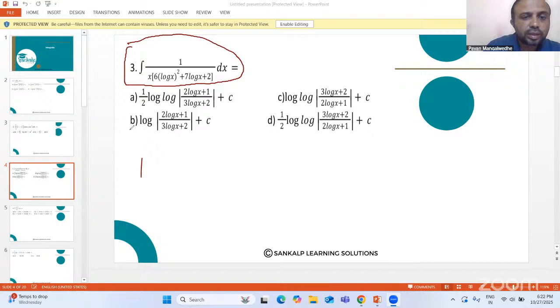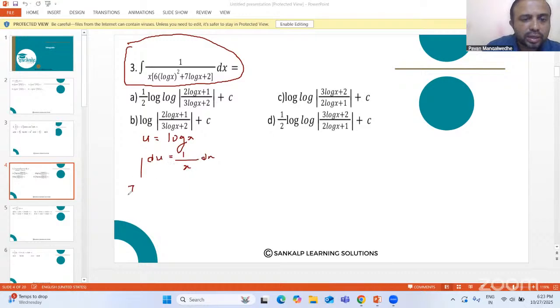Substitute it as u. What you can do is, I'll give the hint, you can treat u is equal to log x. Wherever log x is there, you can substitute it as u. So which means du, what will the du become? Du is equal to the differentiation of u. Differentiation of log x is 1 by x dx.